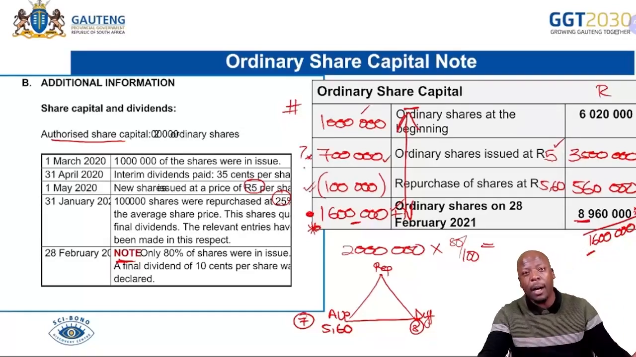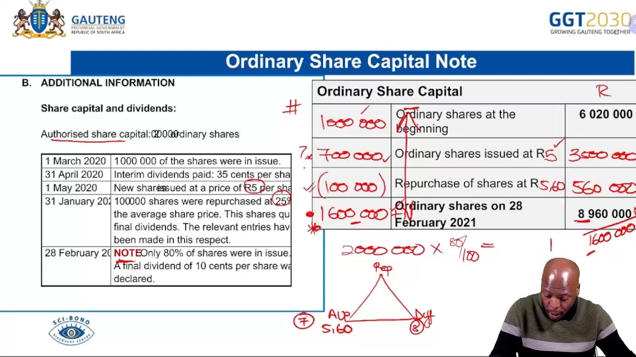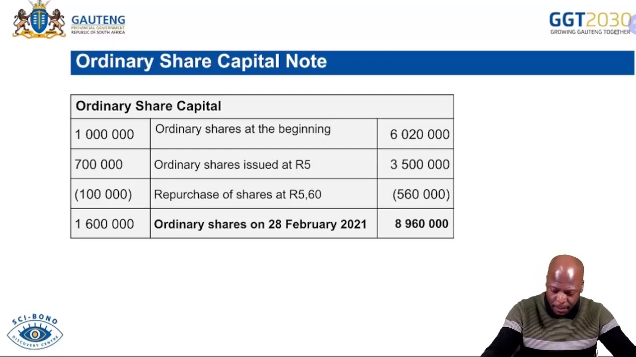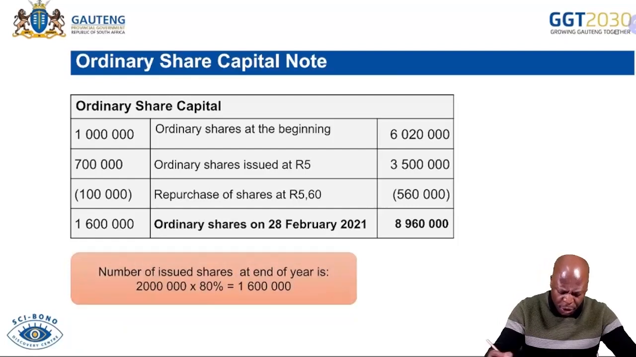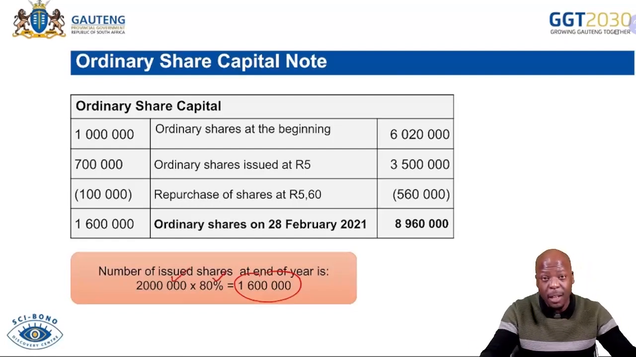One piece of advice that I want to give you is that when you are given note number 7 and you are required to do it, it might seem at first that there is some missing information, yet there is not. What the examiner wants is for you to be able to do it at times from the bottom, going all the way up. Here it is, neatly written. Very important information: number 1, the number of shares at the end of the year is your 1.6 million. Remember, we did calculate that. That is your 2 million multiplied by the 80%.